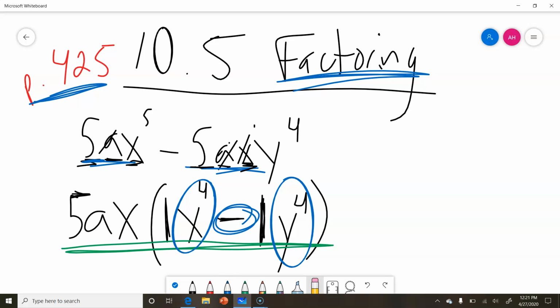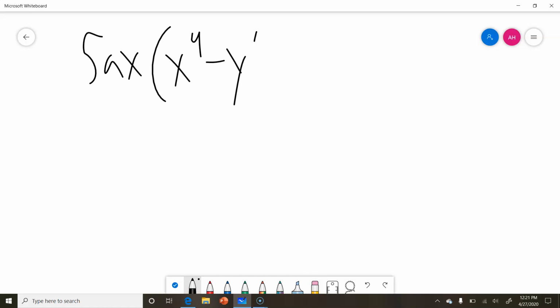Okay, so if you need to pause, I'm going to erase that and write it back up here. So we got 5ax times x to the fourth minus y to the fourth. So we're not done yet. We got to take this guy and do our difference of squares. Now, how do we do that? You should remember, right? We take the square root of the first and the square root of the second.